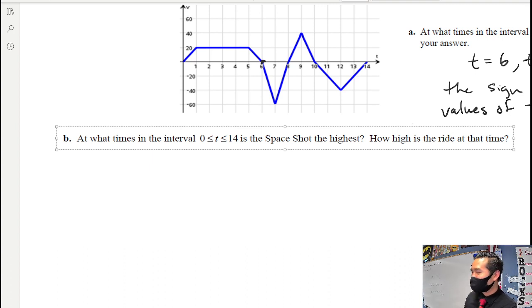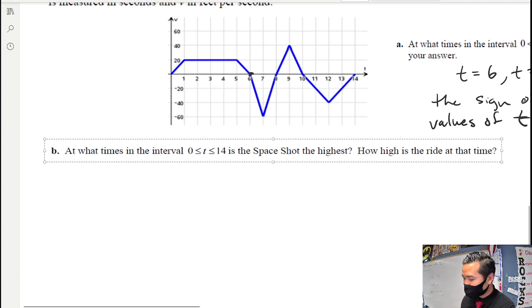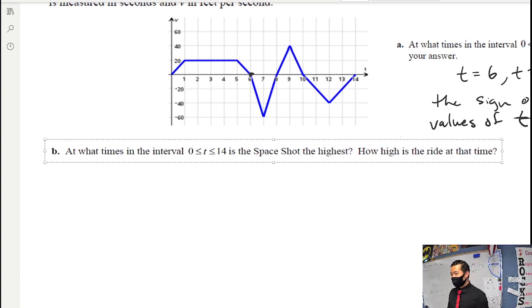So when it says the highest, is that only positive, or can it be negative? Negative would be the lowest, wouldn't it? So it's not a trick question, right? No, not a trick question. I want to figure out where the highest thing happens.